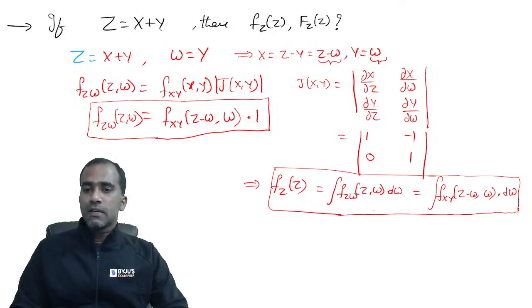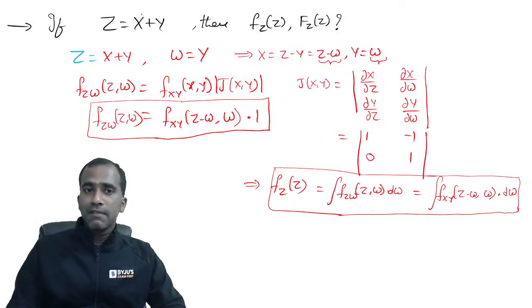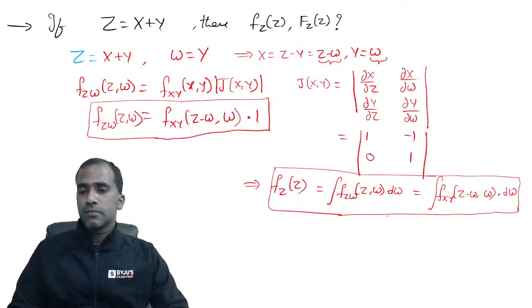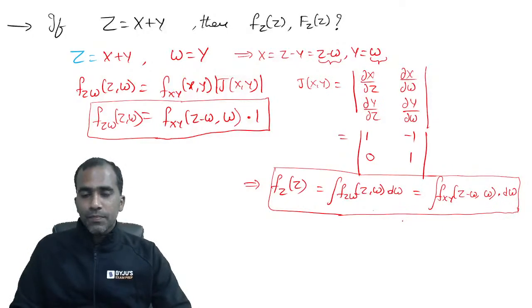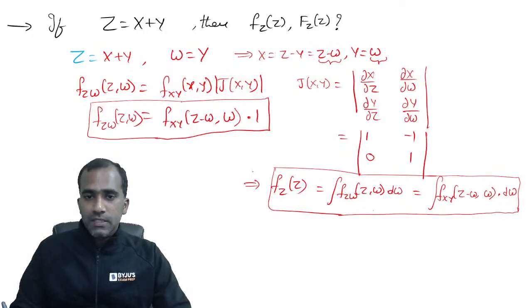So basically the limits are from minus infinity to plus infinity, but if they have given you what values y will take, the same values w also will take, and you can put those values here. If no values are given, you can take it as minus infinity to plus infinity. Fine, this is the general relation.